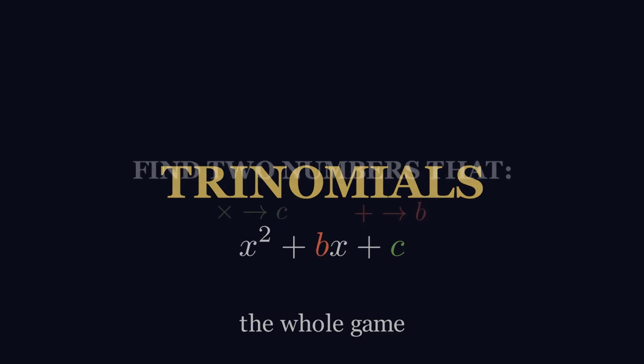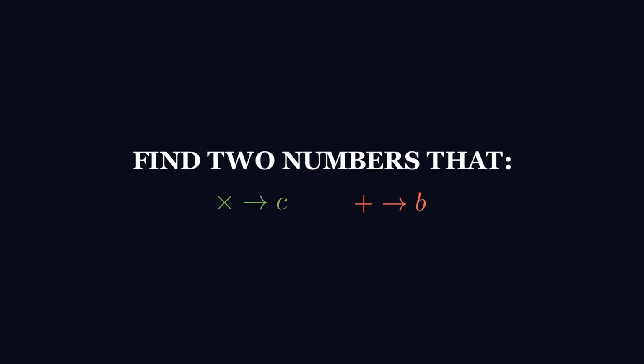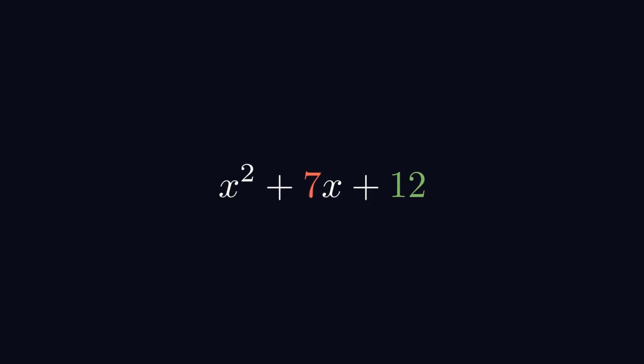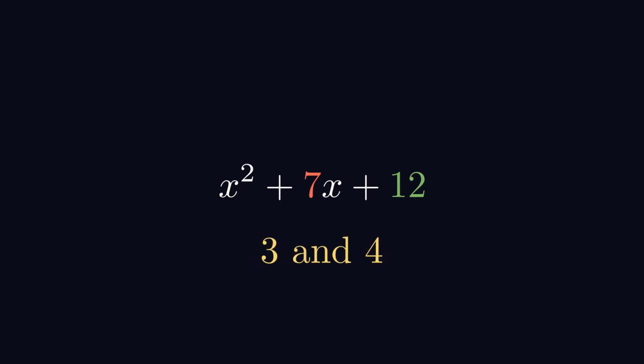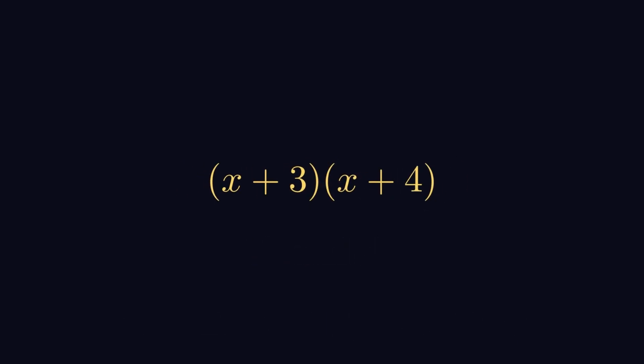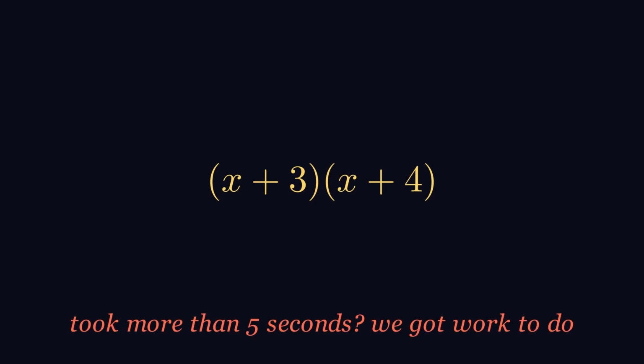Now the main event, trinomials. X squared plus bx plus c. The whole game. Find two numbers that multiply to c and add to b. That's the magic. X squared plus 7x plus 12. Two numbers multiply to 12, add to 7. 3 and 4. Factors to x plus 3 times x plus 4. If that took you more than 5 seconds, partner, we got work to do.